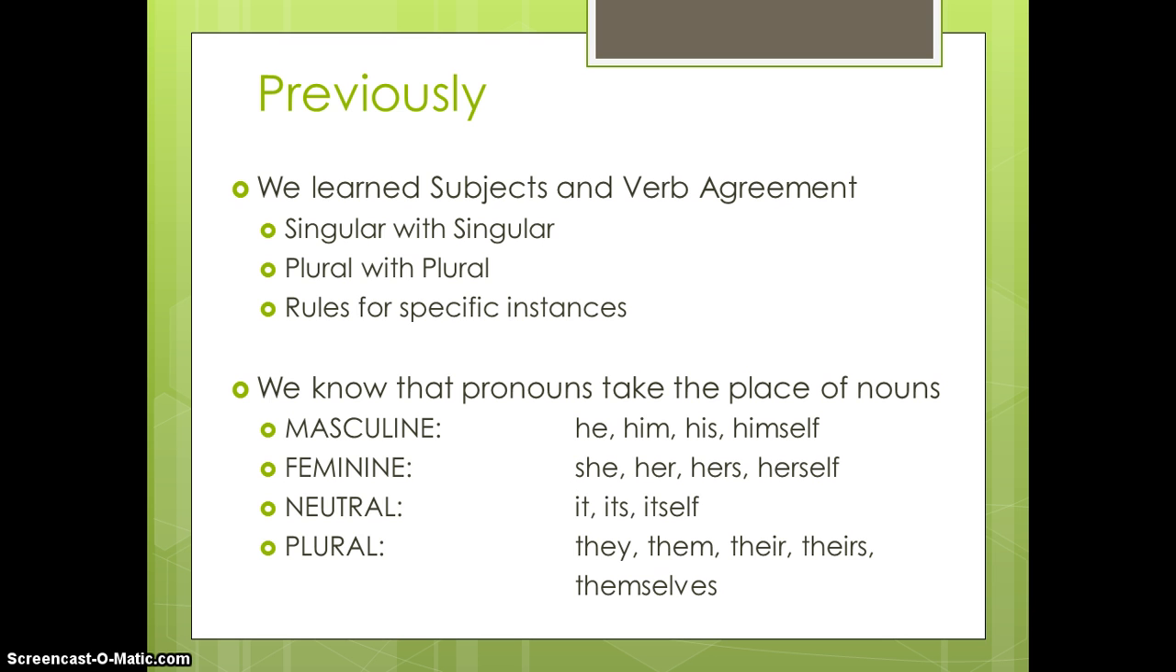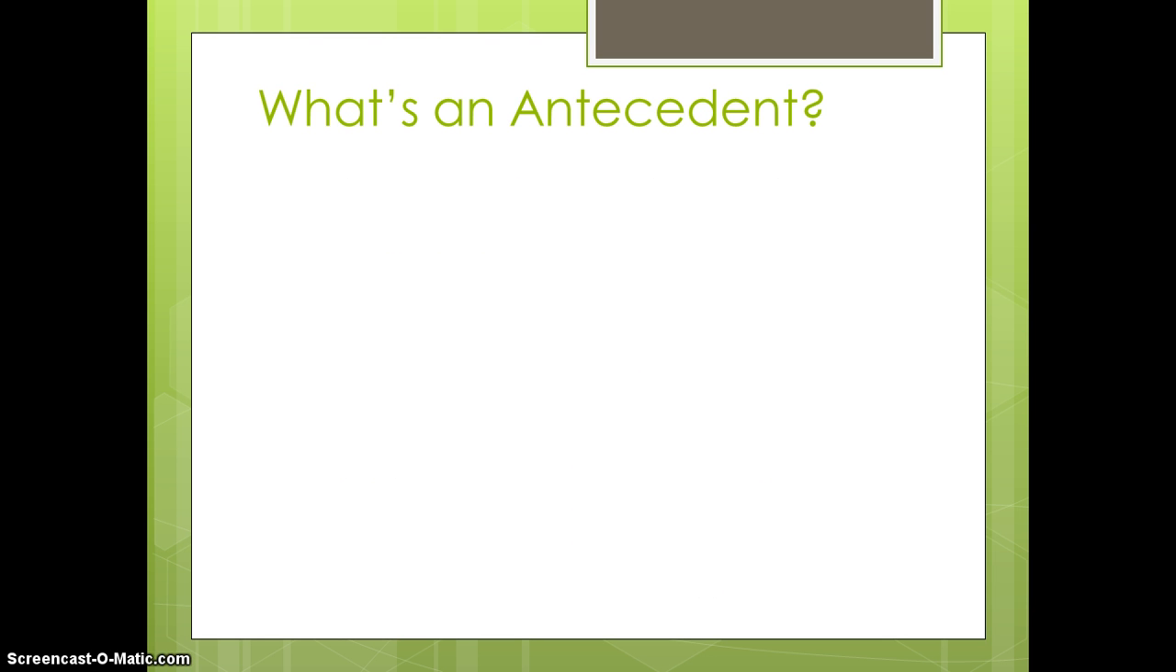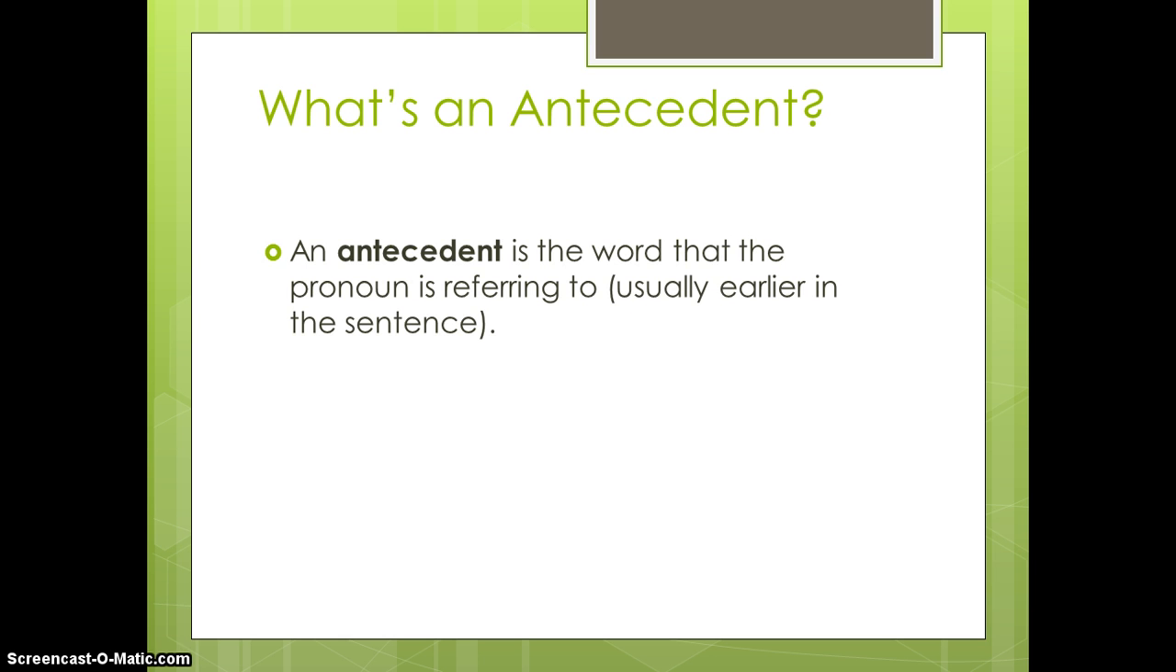We're also going to need to know what an antecedent is for today. You may have heard this term before, you may not. Regardless, an antecedent is the word that the pronoun is referring to. Oftentimes, that antecedent will occur earlier in a sentence or earlier in a passage than the pronoun itself, but that is not always the case, just most of the time.